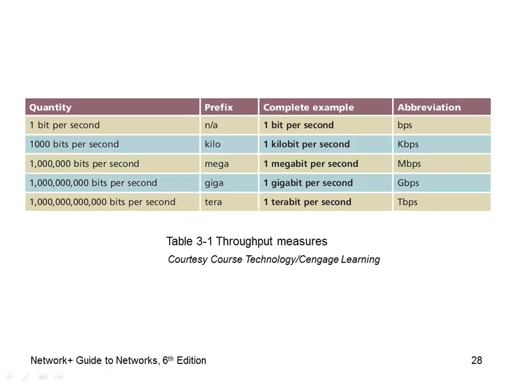So here are some of the measures, and they've rounded them off in decimal. A bit, bps, kilobit, kbps, megabit, gigabit above that, and terabit above that. Now they've rounded them in decimal, but like I said, in reality, that number is not 1,000. That number is 1,024.